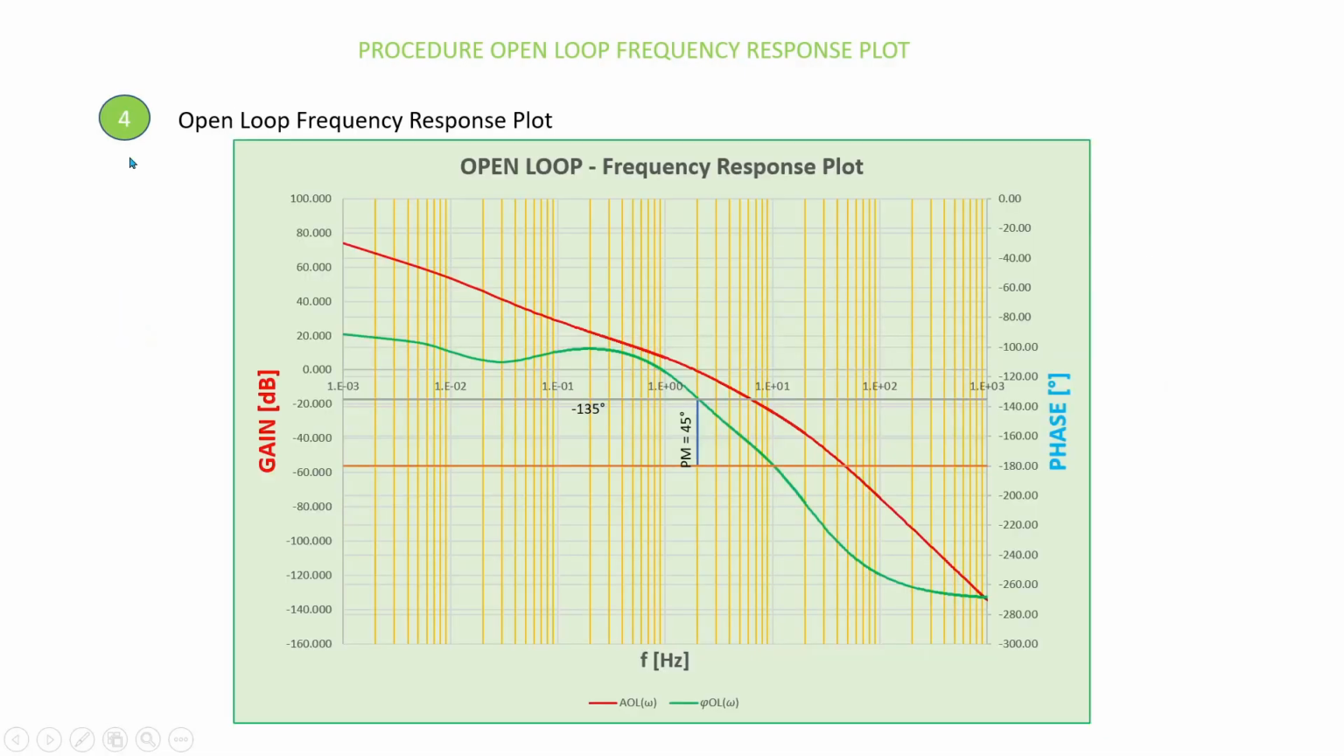In step 4, the plot shows the open loop frequency response for the desired phase margin. Phase margin is determined at the frequency point where the gain characteristic, the red curve, crosses 0 decibel. The gain crossover frequency, in this case, is 2 Hz. At this point, the Kp is 130. At the same frequency, the phase characteristic, the green curve, crosses minus 135 degrees. The phase margin Pm at this frequency is calculated as the difference between 180 degrees and 135 degrees, which gives us 45 degrees. So the Pm, or phase margin, is 45 degrees, which is within the targeted phase margin between 40 to 60 degrees.